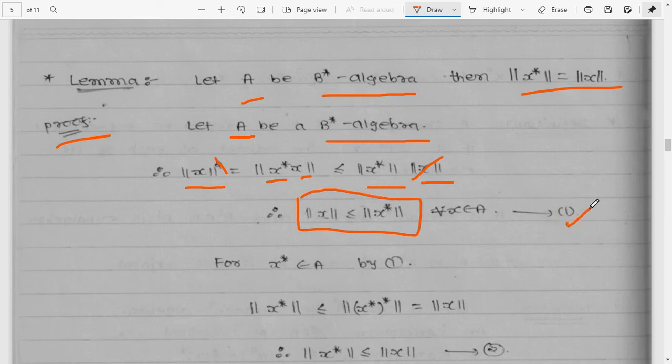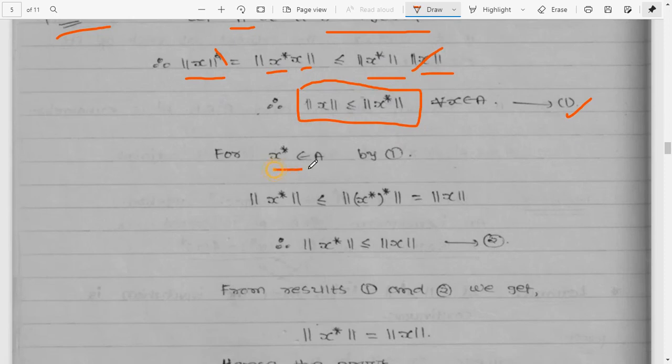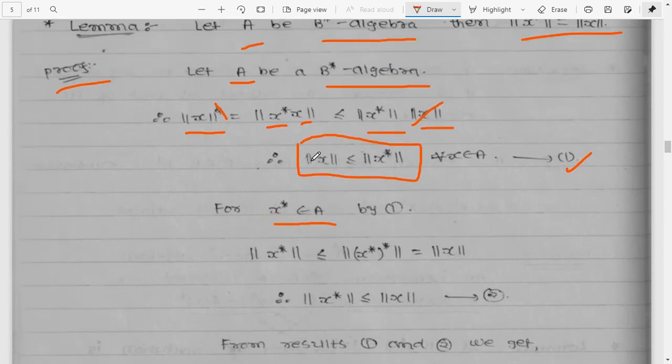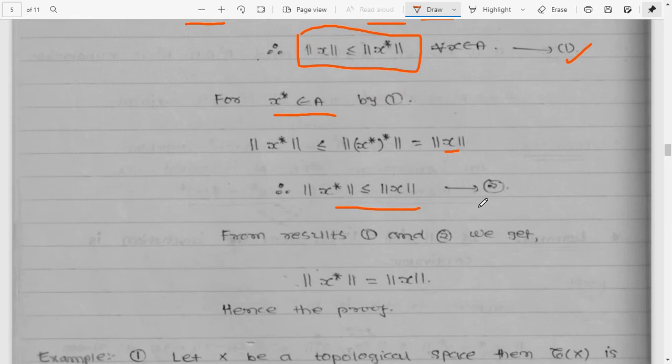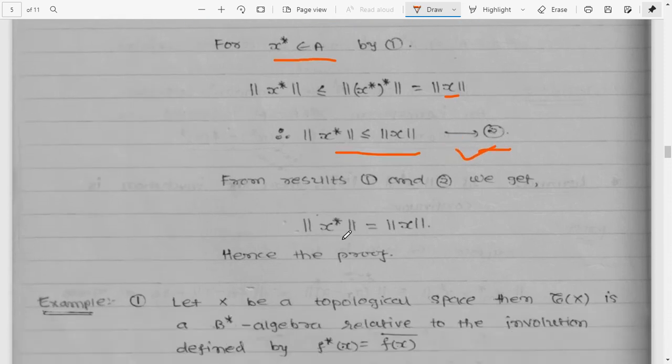Equation number 1. For x star belongs to A, here we use x star belongs to A by 1. By equation 1 we can write norm x star is less than or equal to norm x star star, but x star star is equal to x. So norm x star is less than or equal to norm x. Equation number 2. From 1 and 2, we get norm x star is equal to norm x. Hence the proof.